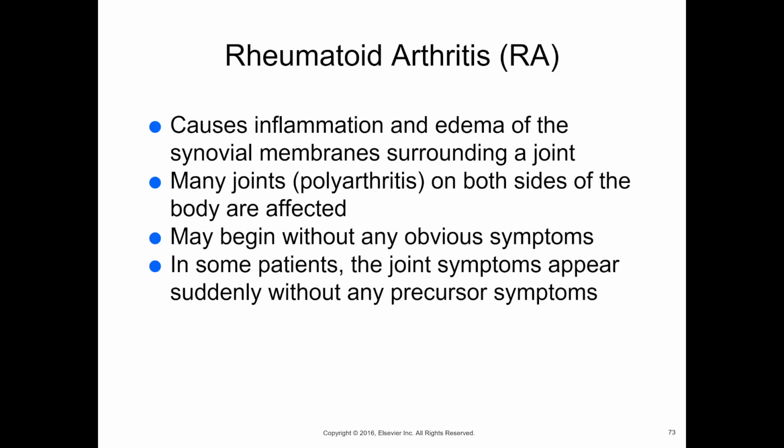Next, rheumatoid arthritis. Now, unlike the previous conditions that we've just mentioned that can cause joint pain, rheumatoid arthritis actually directly damages the joint. What you're seeing in RA is the immune system attacking the synovial membrane of the joint.